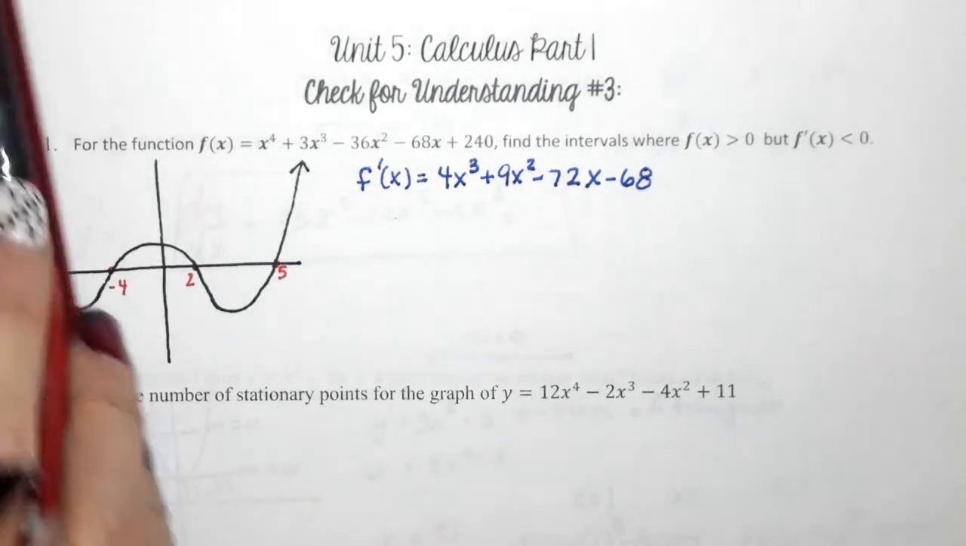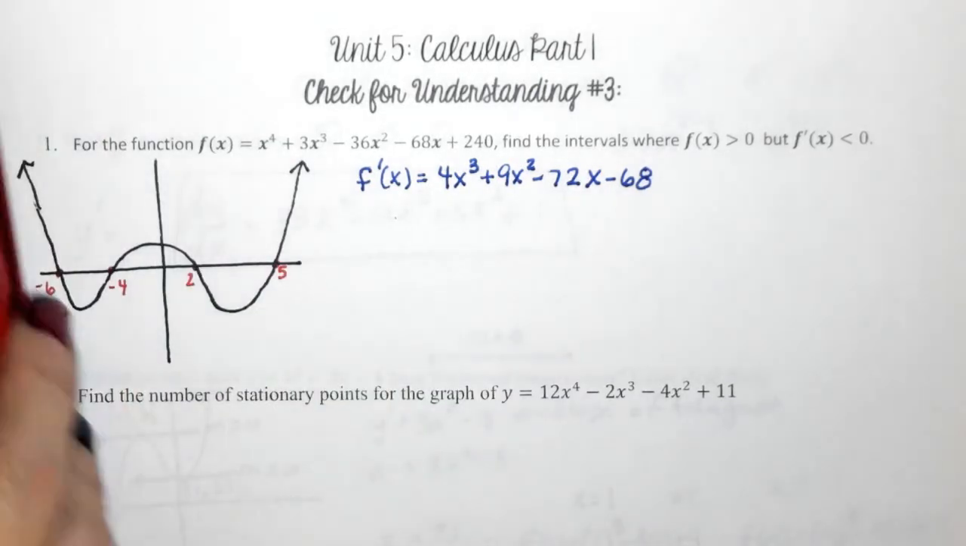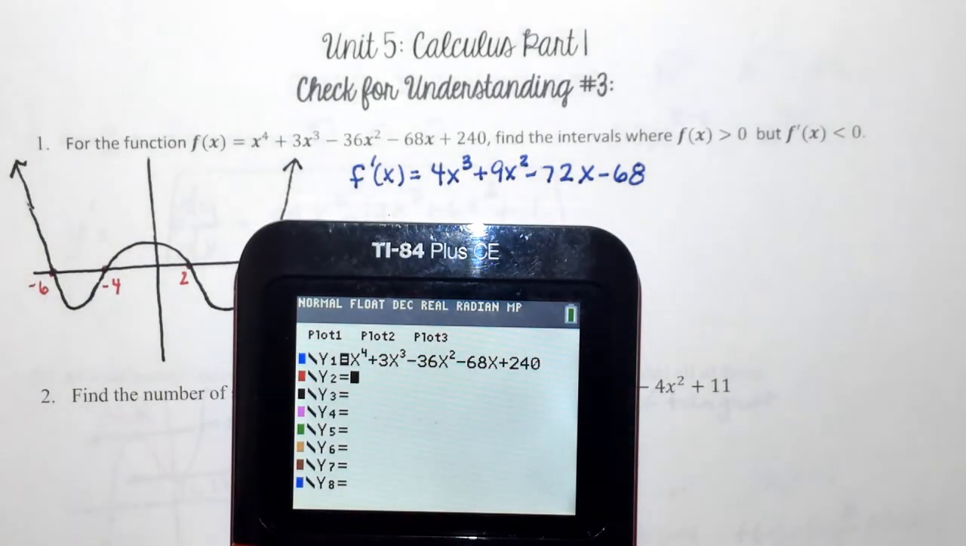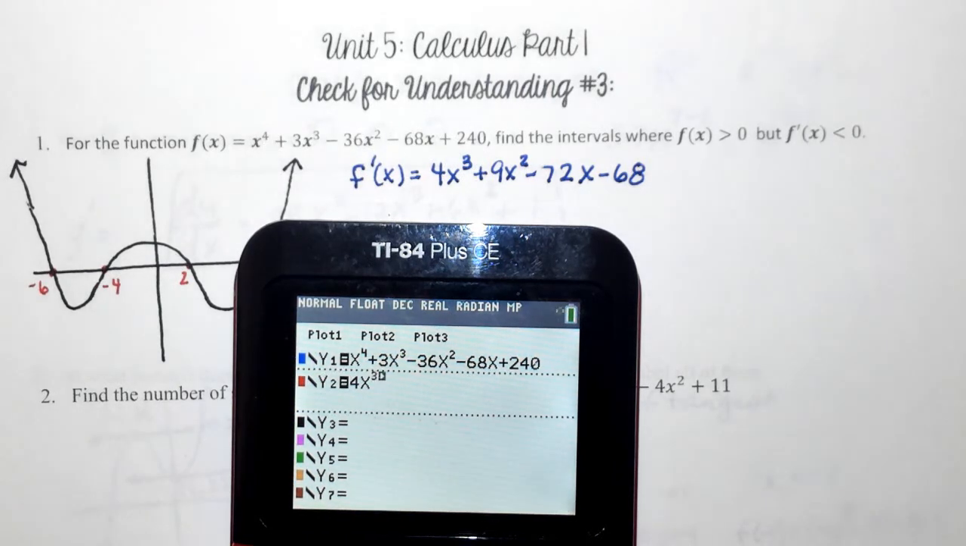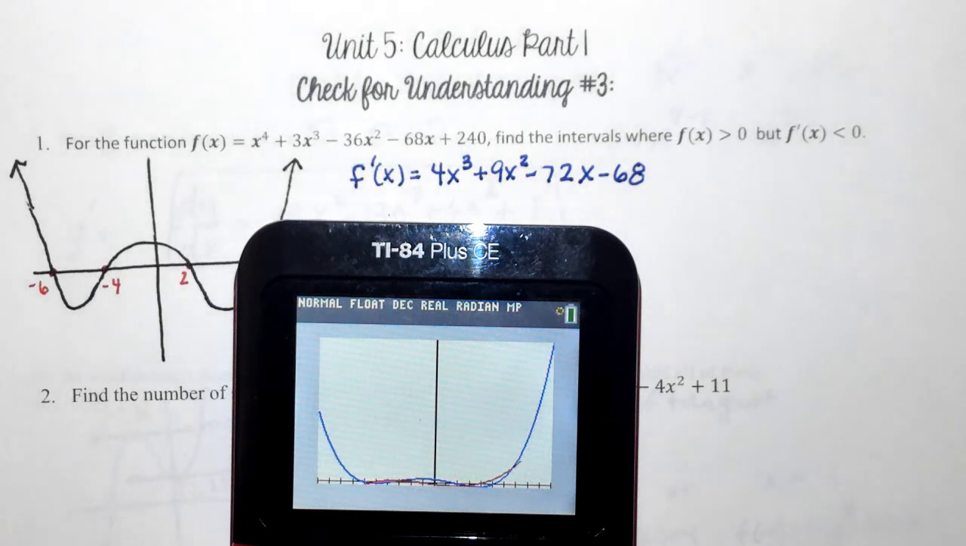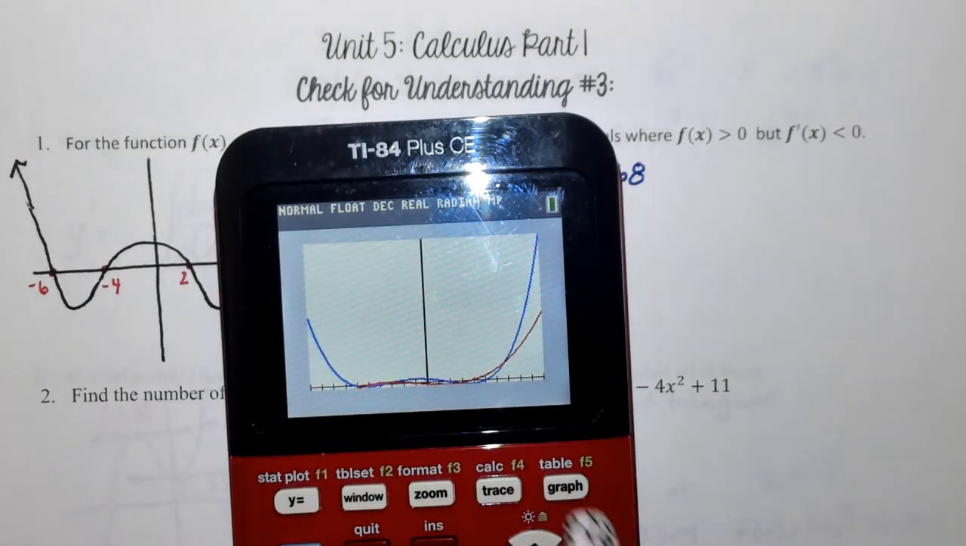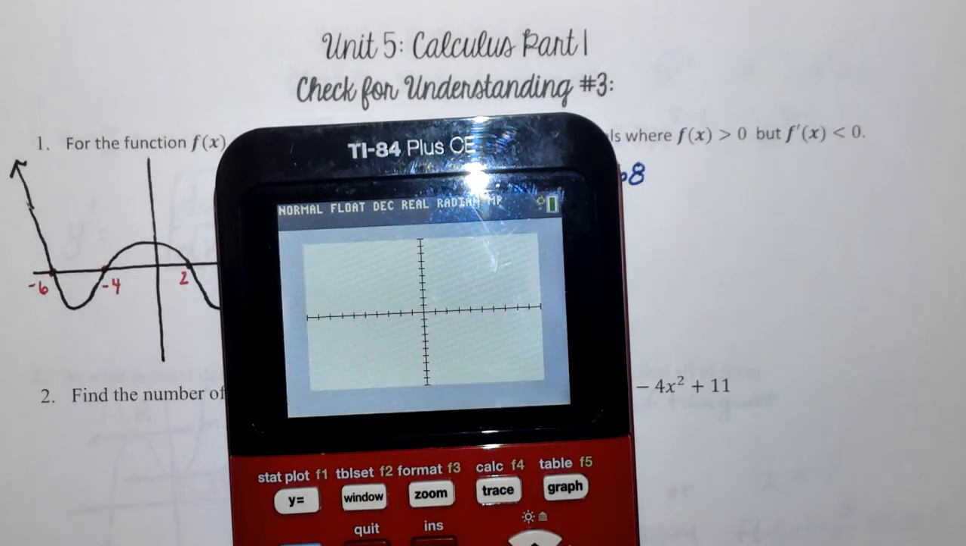Okay, now here's my derivative, and so I'm going to graph it. I'm going to go y equals 4x to the 3rd plus 9x squared, oops, minus 72x minus 68. Okay, I definitely can't see that very well, so I'm going to zoom number 9. Let's see if we can, oh, probably not. So I'm going to zoom in. Let's zoom 6.